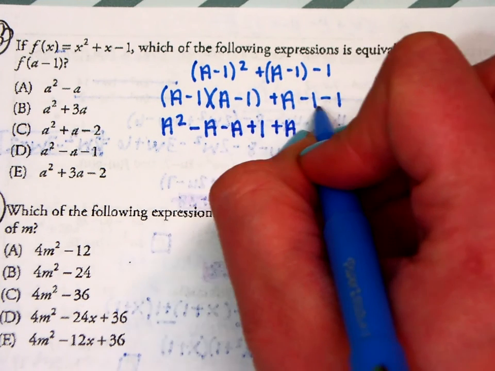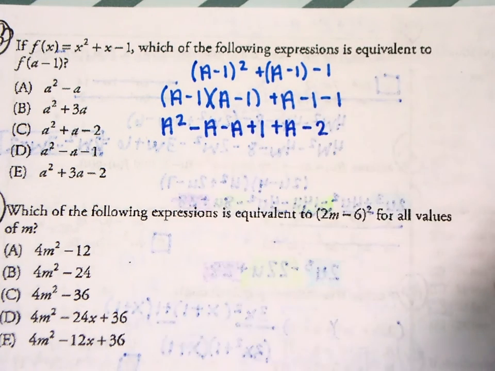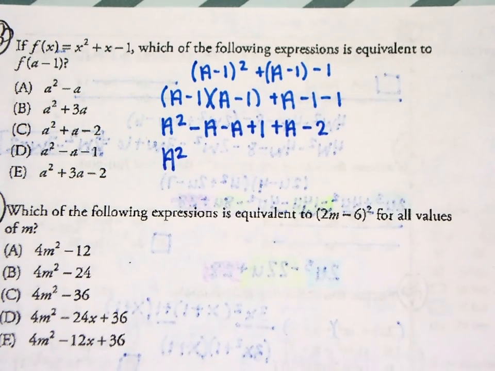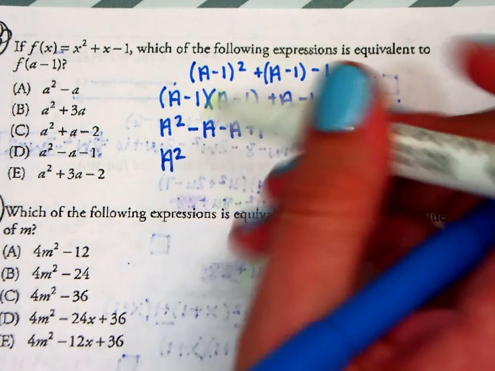Then I'm going to bring this down. I'm going to combine these to negative 2. Now to simplify, I get a squared, and then I have in my problem, I'm going to highlight them this time so I don't lose track.